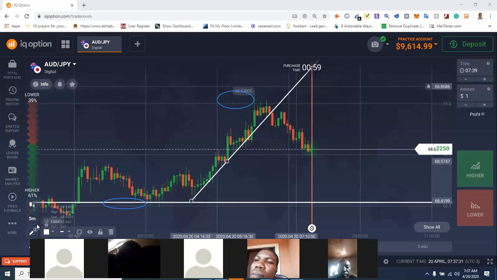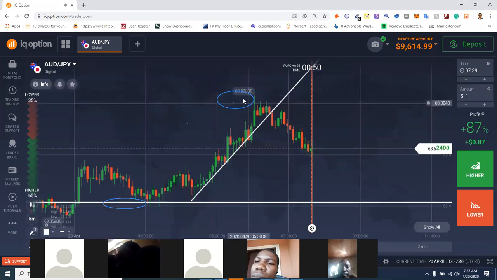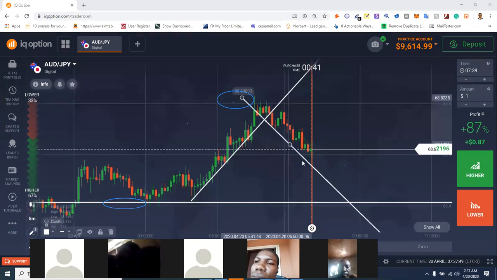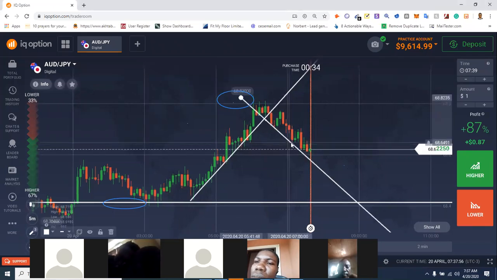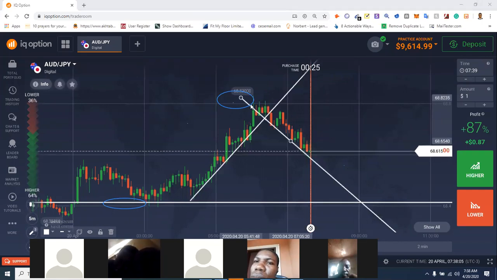Now I have a downtrend here as well. Okay, you can see it now. I have an uptrend here. I have a downtrend here. Now, you can see the uptrend and downtrend. That means that this market is coming down.